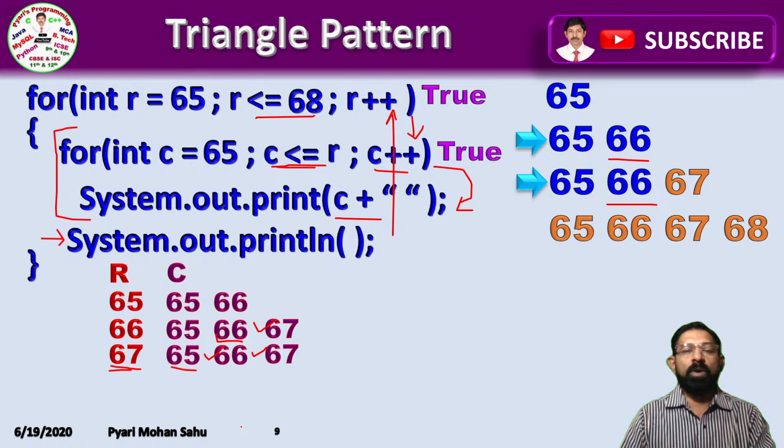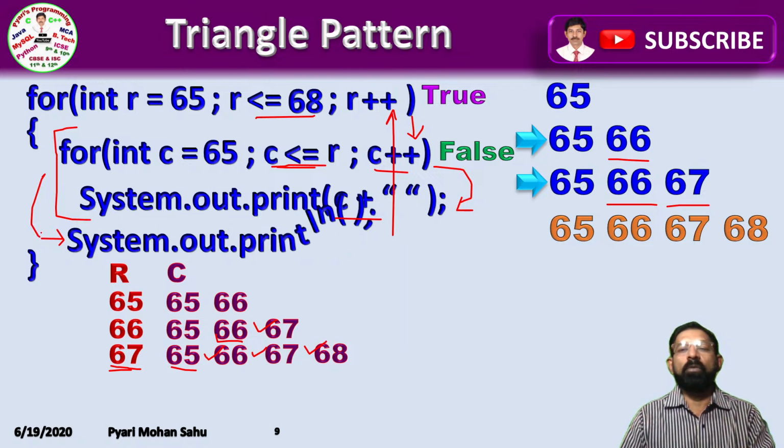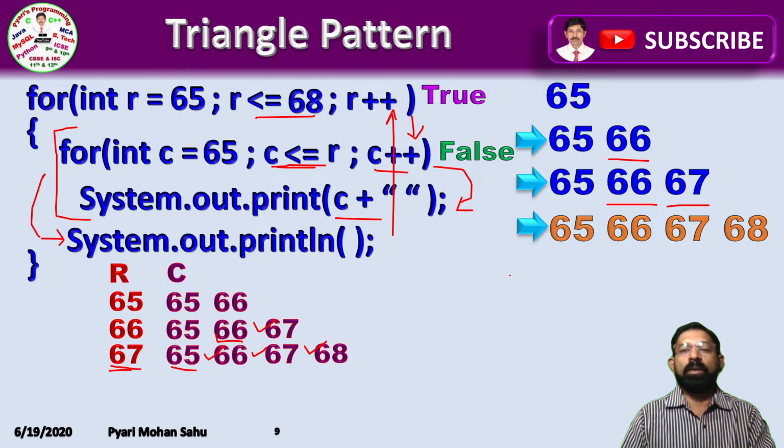I will display the C value. What is the C value now? 67. So that's why it will display 67. Next, update C++, 68. 68 is less than equal to 67. Condition is false. So I will come out of this and will use println. Now println will take the control to the next line over here. Next, I will move up and will move R++.